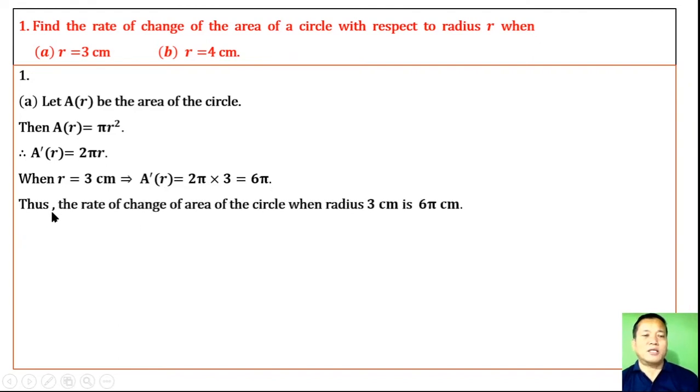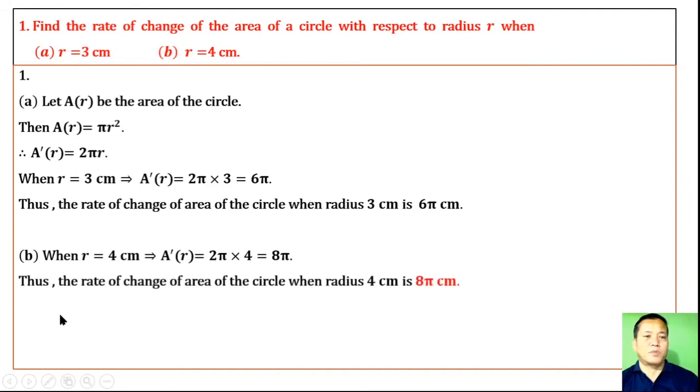Thus, the rate of change of area of the circle when radius is 3 cm is 6 pi cm. Radius na 3 cm oiba matamda area hongbagi chang asi 6 pi cm oigani. When r is 4 cm, A dash of r is equal to twice pi into 4, that is 8 pi. Thus, the rate of change of area of the circle when radius is 4 cm is 8 pi cm.